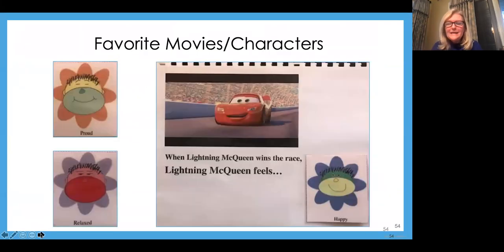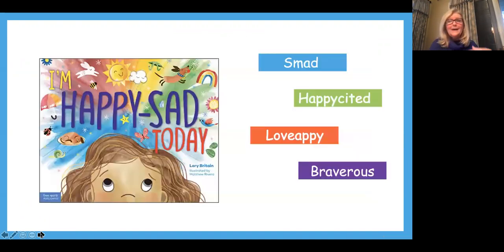Favorite movies. We know kids talk about their favorite movies all the time. So make some books, take some of those favorite movies, like characters out of those movies. And things like this, when Lightning McQueen wins the race, Lightning McQueen feels, there aren't right or wrong answers. I mean, they can kind of guess, but it's a great way to get them to talk about feelings and talk about why they would pick that or why they think he felt proud. Happy, Sad Today talks about you can feel two feelings at the same time, which again is another really important concept for us to talk about.